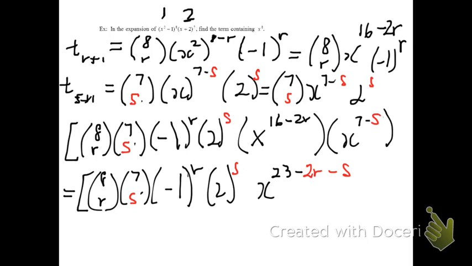Okay, so now we have a general expression for what we're looking for, and we can use that now to solve. So it says find the term containing x to the power of 8. So what we know then is that 23 minus 2R minus S has to be equal to 8. Okay, that's what we're working from. All right, now just give me a second, we'll go to a new page.